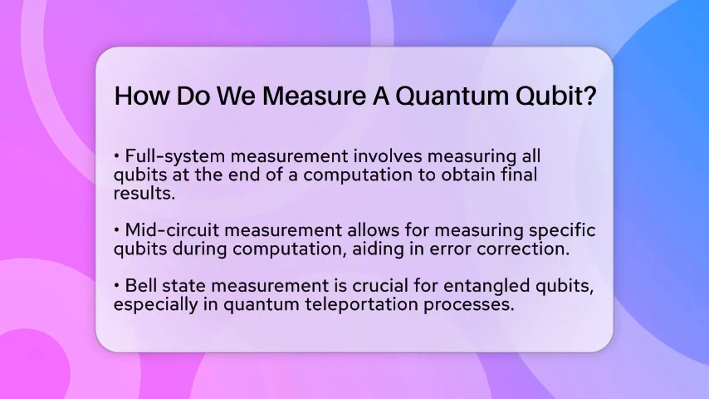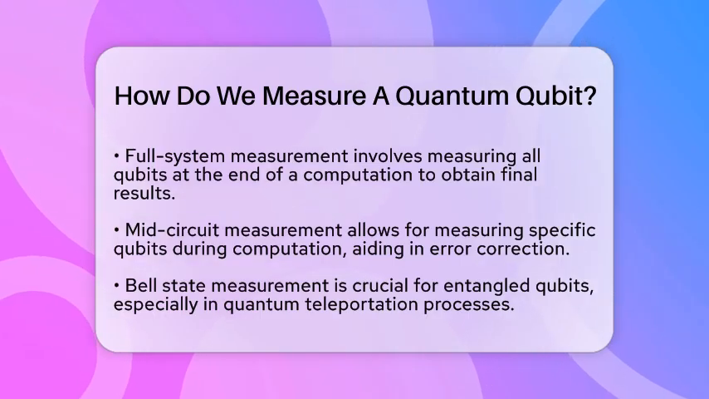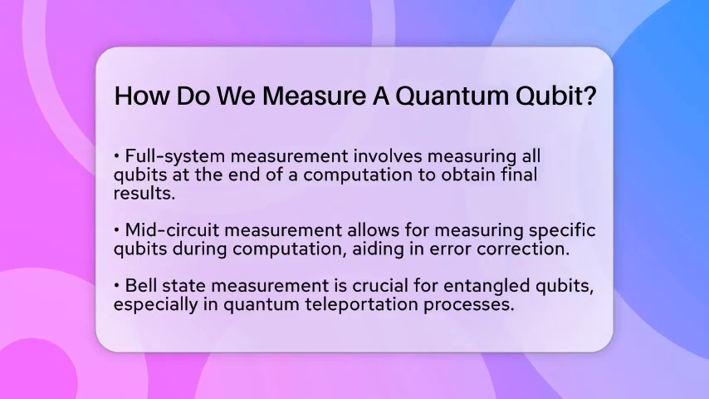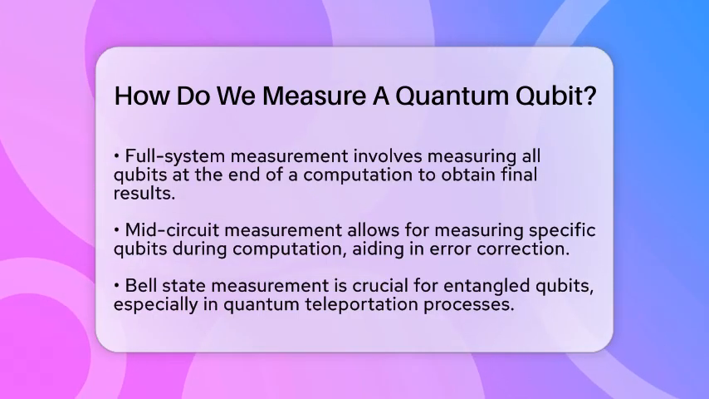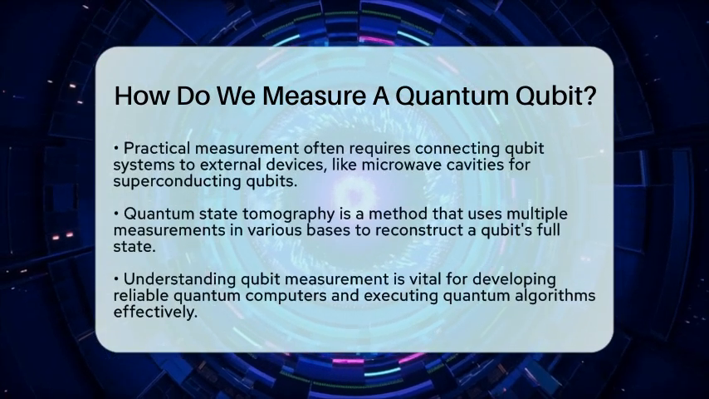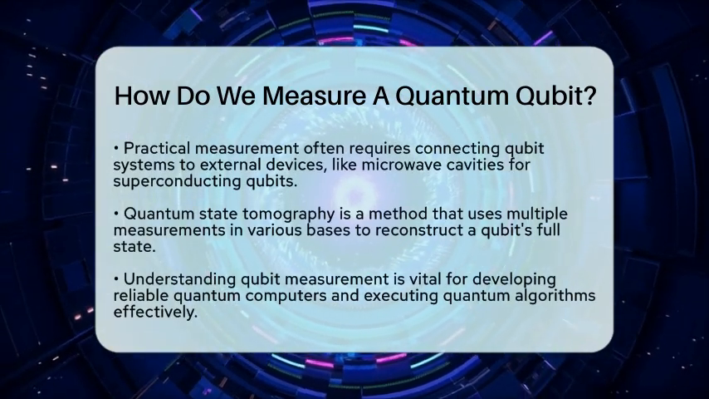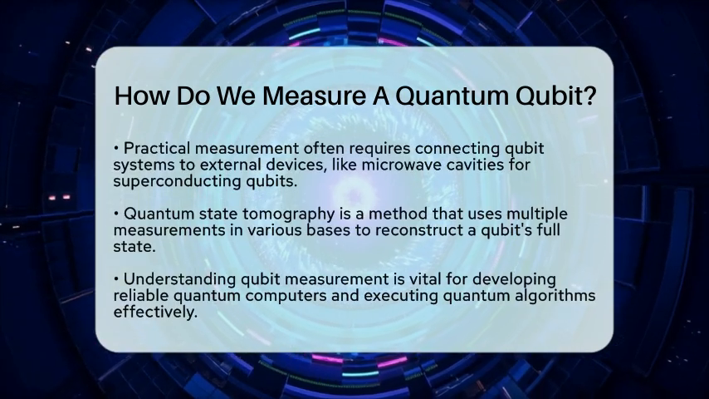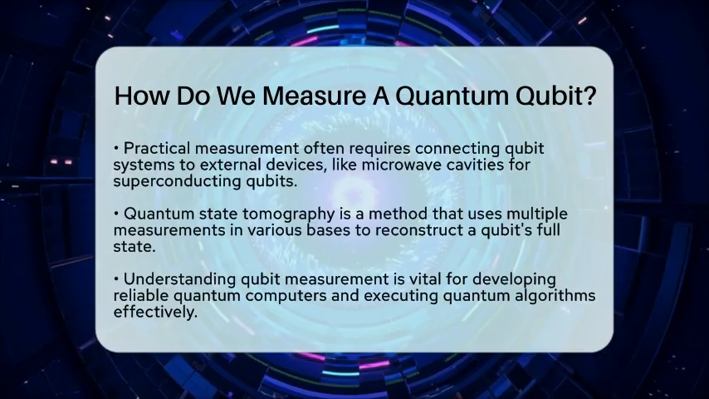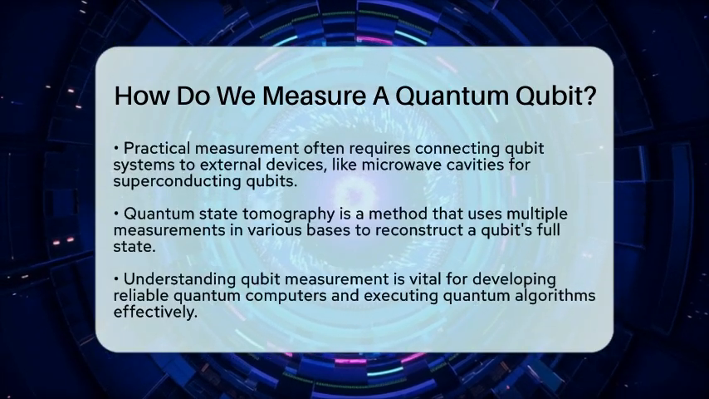For example, in superconducting qubits, we might use microwave cavities to infer the qubit state by observing shifts in the cavity's resonance frequency caused by the qubit. For other types of qubits, like those based on photon polarization, we use methods like quantum state tomography. This involves taking multiple measurements in different bases to reconstruct the full quantum state of the qubit.